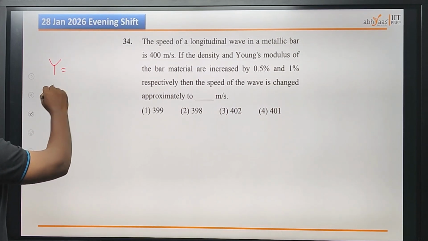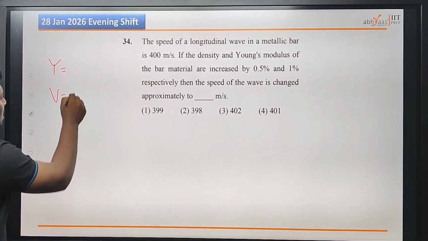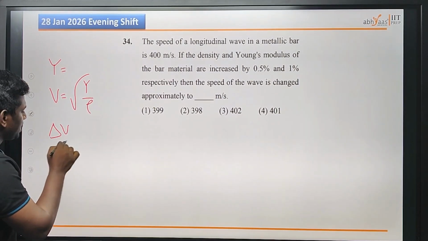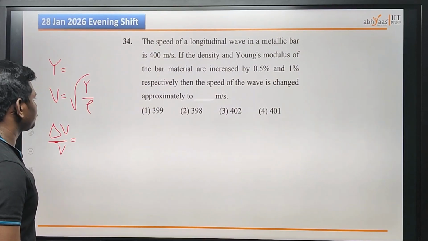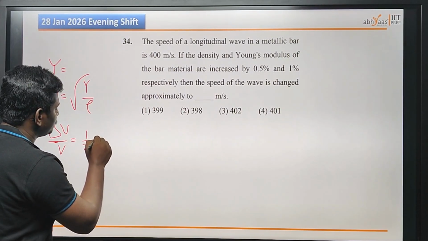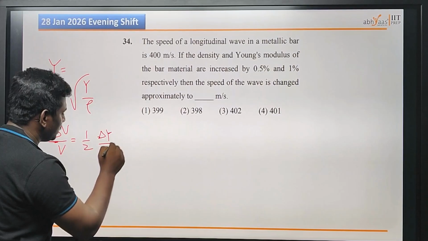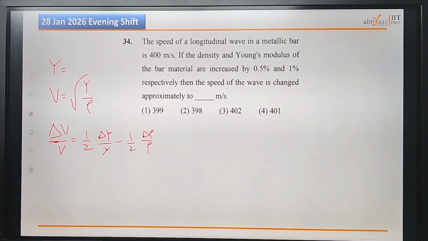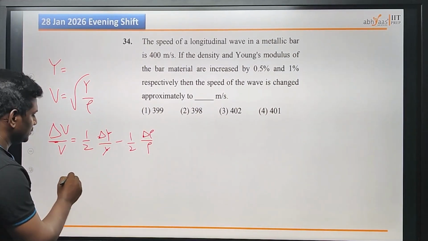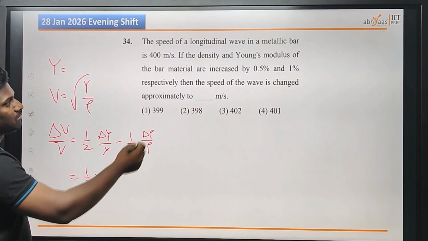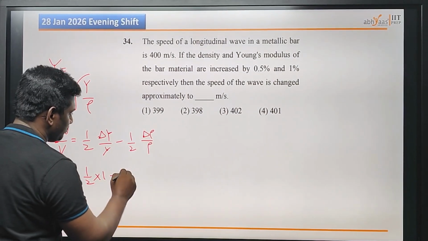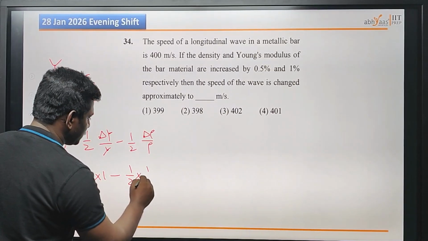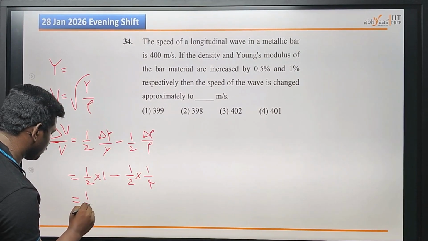So I am writing the velocity formula. Velocity can be written as under root Y by rho. So delta v by v equals 1 by 2 delta Y by Y minus 1 by 2 delta rho by rho. Young's modulus is increased by 1%, minus rho is increased by 0.5%, that is 1 by 4. You will get 1 by 4.